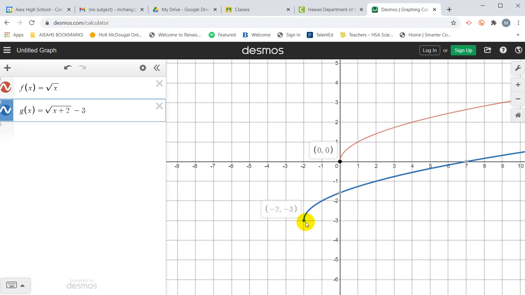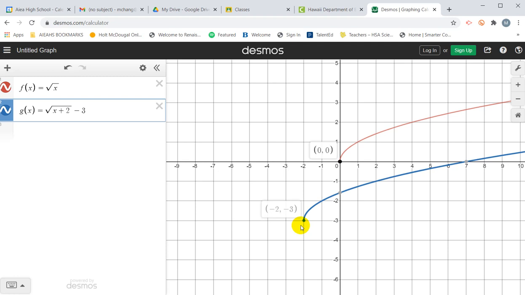So basically, we start at 0, 0. 0, 0 is our parent function. This represents our parent function, which is the square root of x. When we consider our parent and our transform function, basically what we have is you're shifting it 2 units to the left and 3 units down.